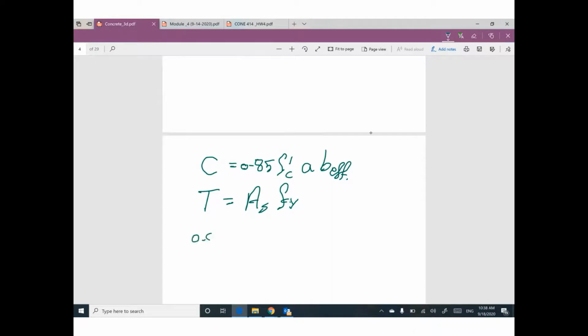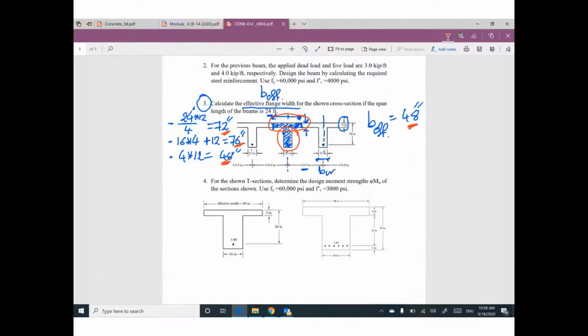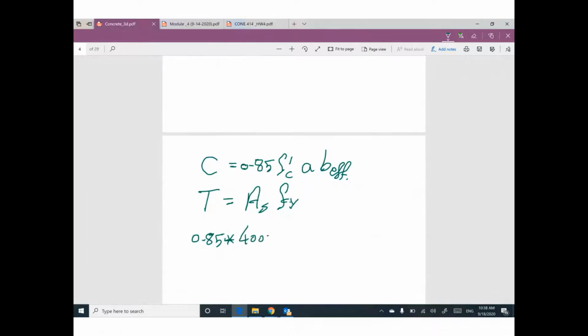So 0.85 times f'c, how much? 4,000 times a, I don't know. What is the value of b effective? 60 equal area steel 6 inch times f yield 60,000. The only unknown in this equation is the value of a. So 0.85 times 60 divided by 6 times... it will be 0.567 inch.